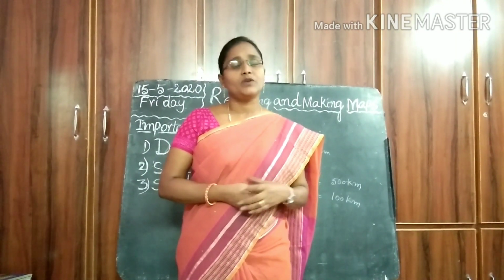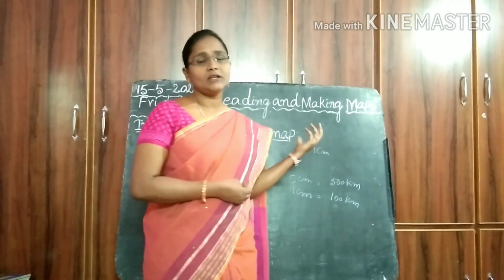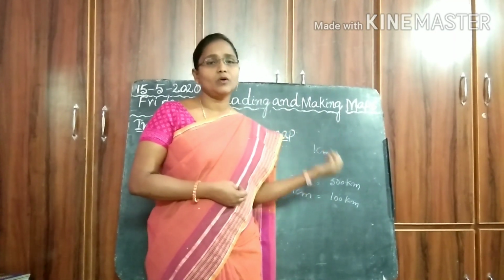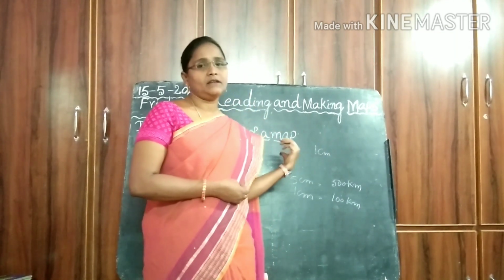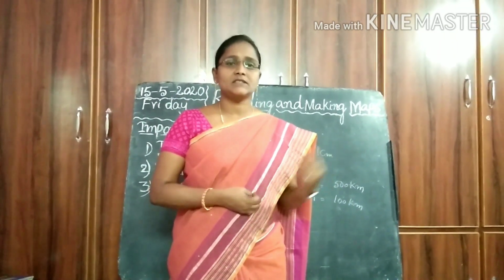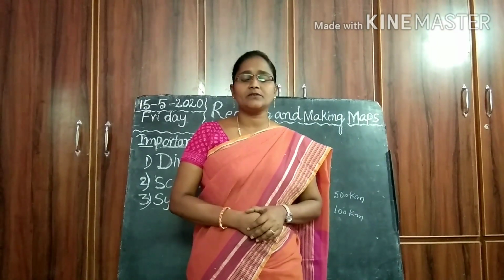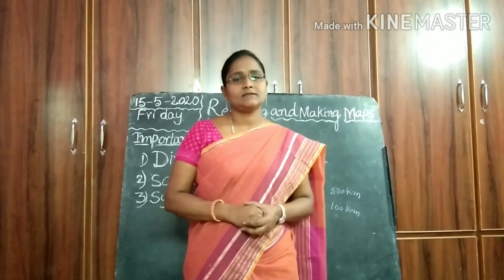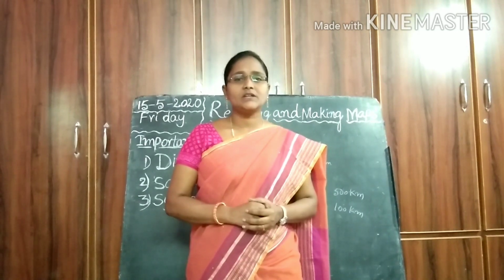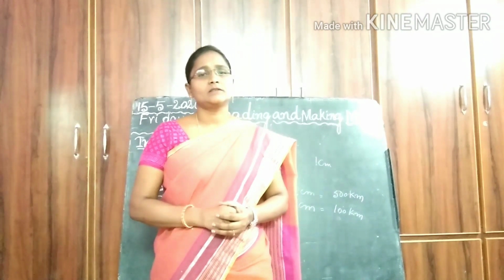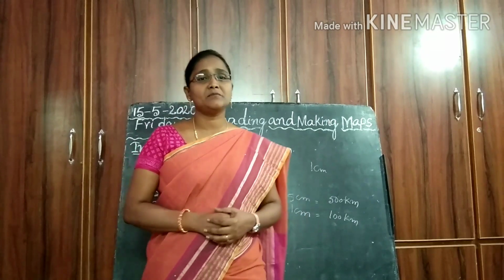Directions are very important. We already discussed how we find directions on the map. The top of the map shows north, the bottom of the map shows south, the right side east, the left side west. And also we discussed sub-directions, and next we discussed scale. Scale is very useful. The distance will tell about the scale. It is impossible to draw the actual distance on the map, that's why we use scale in a reducing manner.